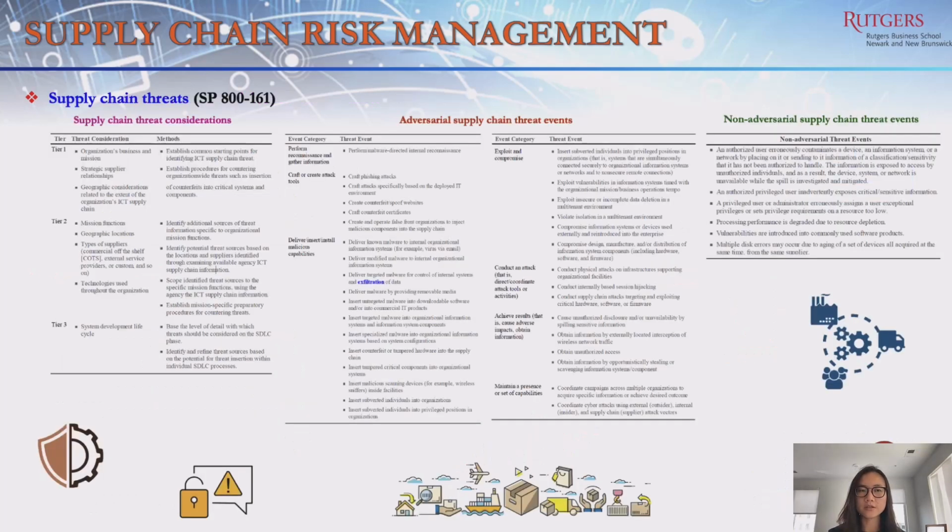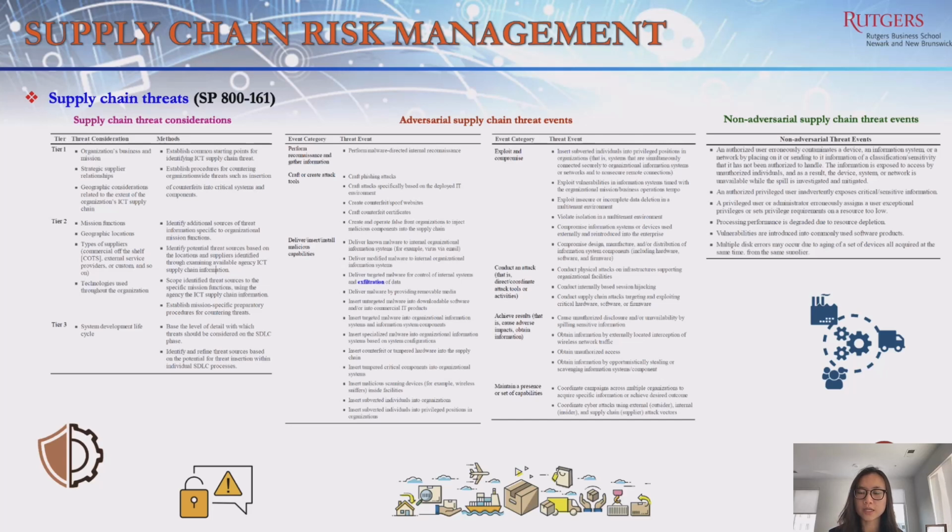The National Institute of Standards and Technology's special publication provides examples of threat considerations and different methods that can be used to characterize supply chain threats. The considerations and methods are organized by tiers and provide a systematic way of approaching the threat analysis. As addressed earlier, threats are characterized as either adversarial or non-adversarial.